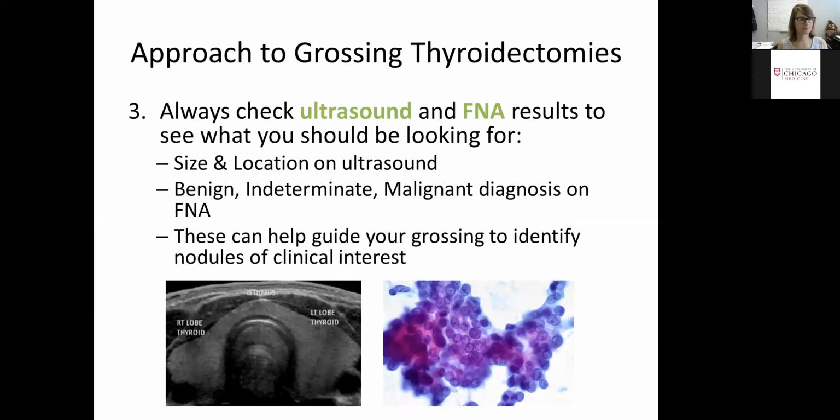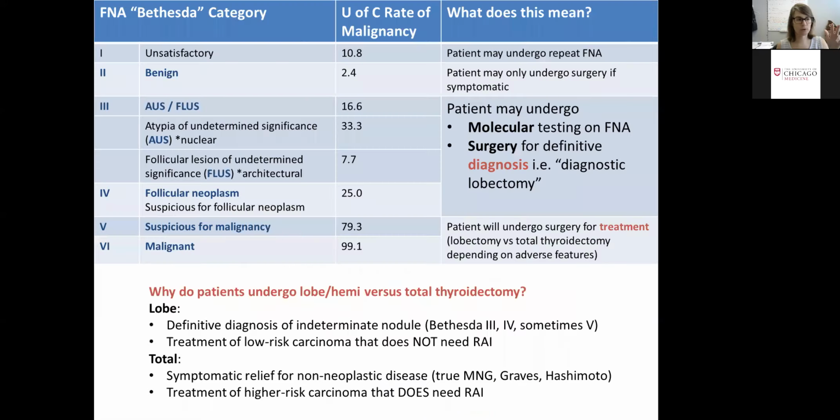All right. Always check those ultrasound and FNA results to see what you should be looking for when you cut into that gland. The size, the location from the ultrasound, the FNA diagnosis, benign, indeterminate, or malignant. These can certainly help your grossing. So what are those FNA diagnostic categories? For those of you who've gone through cytology, you should know this. For those of you who haven't, here's a quick review.